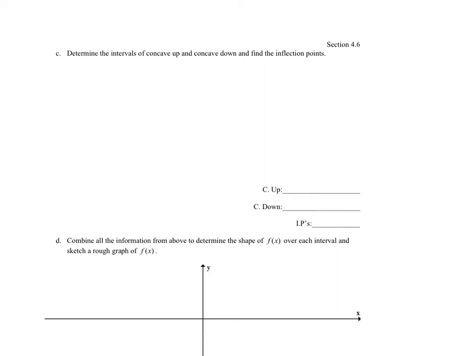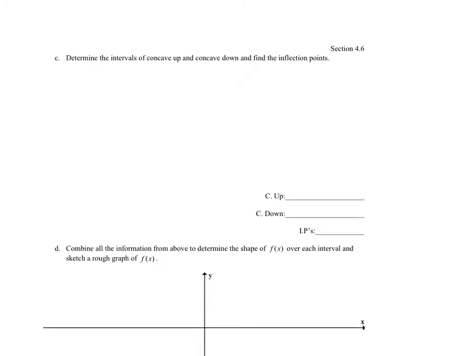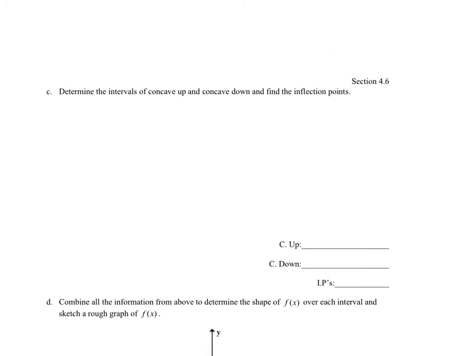Okay, we're moving on to step 3 of analyzing the function. Again, we're going to find intervals of concave up, concave down, and inflection points. I just wanted to step back again and remind yourself what the original function was, because it is on the previous page. It was negative x cubed plus 3x squared plus 9x minus 27.